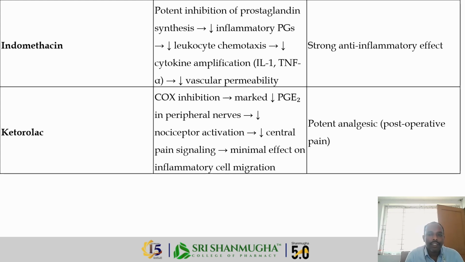Next, we have ketorolac, which is a potent analgesic used for post-operative as well as surgical pain management. We have COX inhibition as the mechanism here, so there is a marked decrease in PGE2 levels in peripheral nerves, decreased nociceptor activation and decreased central pain signaling, and minimal effect on inflammatory cell migration.